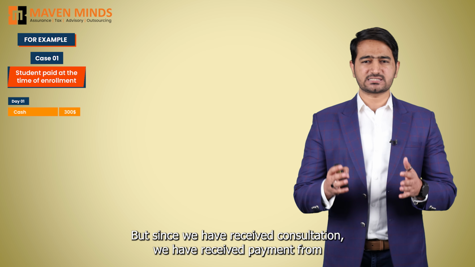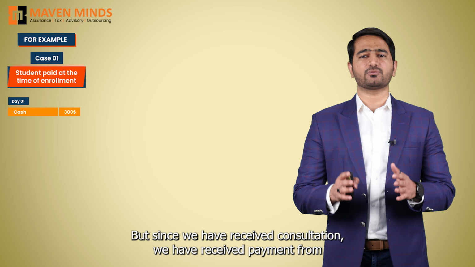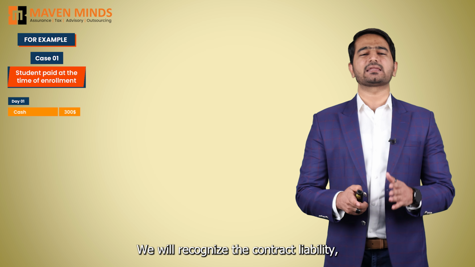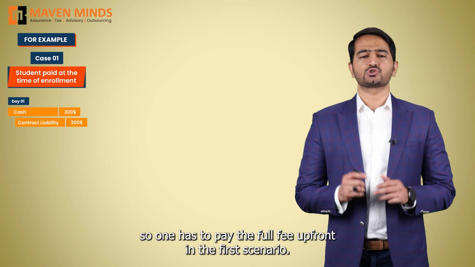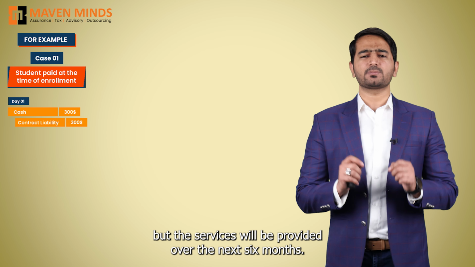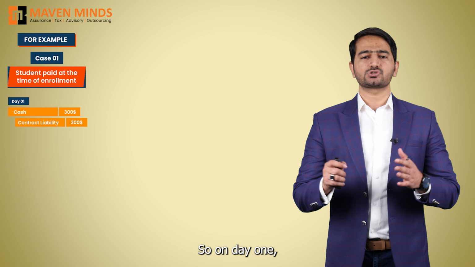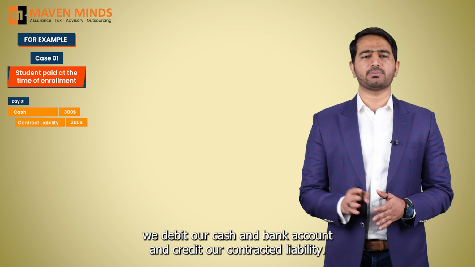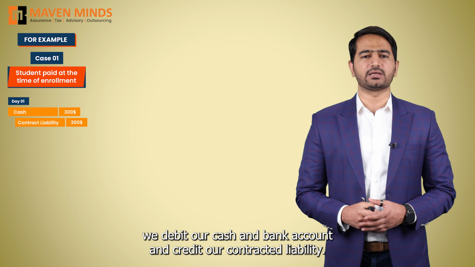But since we have received consideration, we have received payment from the customer in advance, we will recognize the contract liability. So when the student pays the full fee upfront in the first scenario, our cash and bank account will be debited by $300 and our contract liability will be credited by $300. We have received this $300 in advance from the customer, but the services will be provided over the next 6 months. So on day 1, we debit our cash and bank account and credit our contract liability.